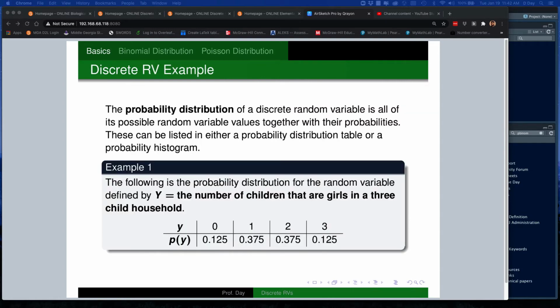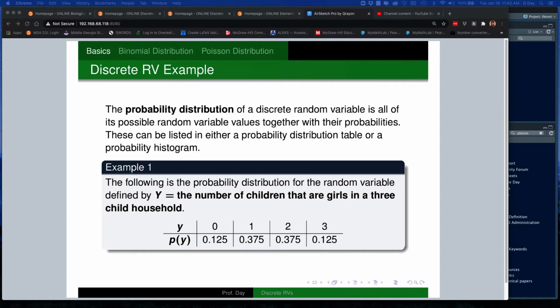So let's take a look at what a probability distribution is. A probability distribution for a discrete random variable is all of its possible random values together with their probabilities. So it's basically a table, or sometimes a bar plot or histogram, of all their probabilities listed out together. And example 1 here is a good quick example: the following probability distribution for a random variable defined by Y, capital Y, equals the number of children that are girls in a 3-child household.